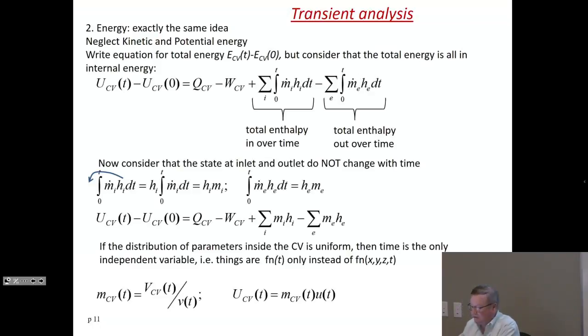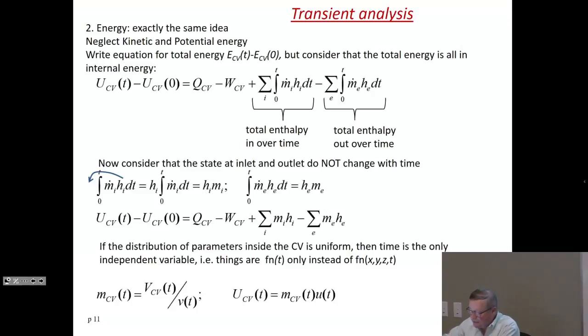Now, this can be rearranged. Consider that the state at the inlet and outlet do not change with time. So let's assume first that h does not vary over time, so we can take it out of the integral. Then we have h sub i times the integral of m dot dt, which we saw last time is simply the amount of mass that goes in.